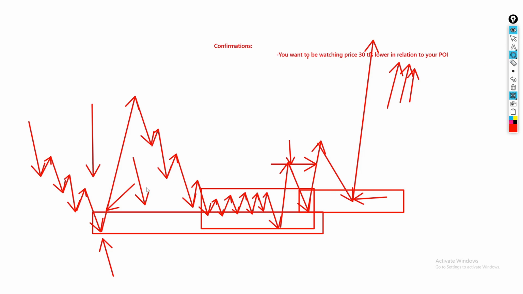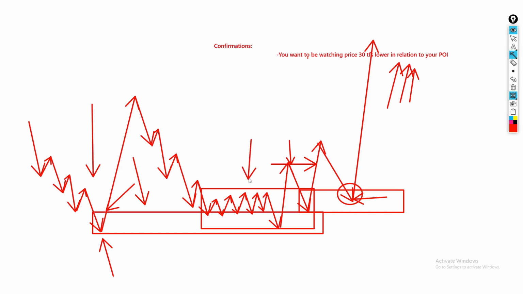You waited for price to hit your point of interest. This is important, guys. You waited for price to hit your point of interest. You waited for price to show you whatever it wanted to show you within your point of interest, and you decided that, hey, I am now happy taking a position over here since we successfully confirmed this point of interest, right? This is crucial.